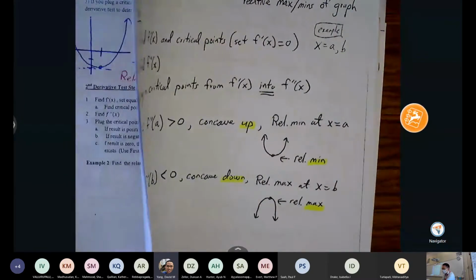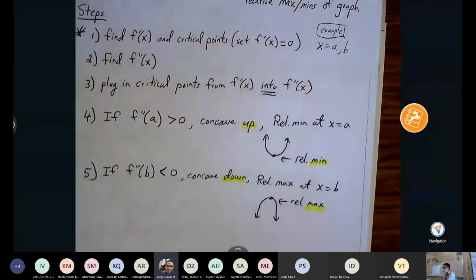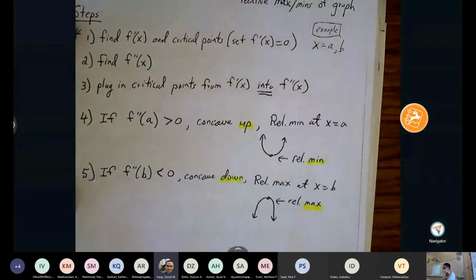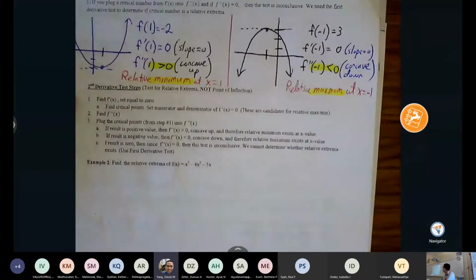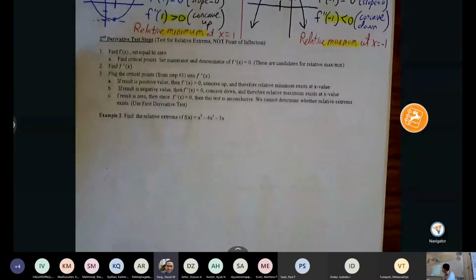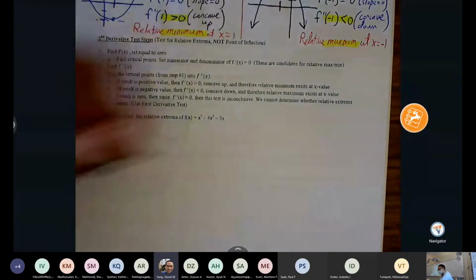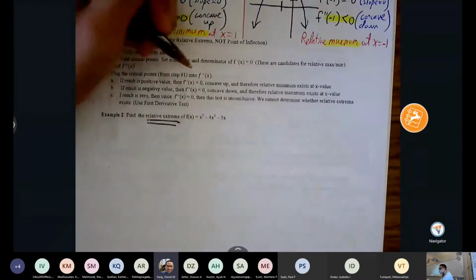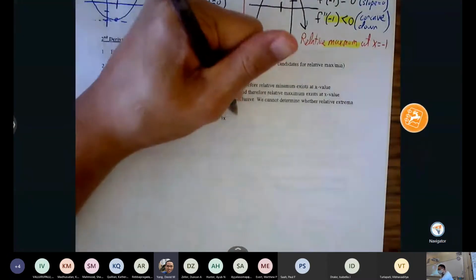So let's look at example 2, and all the steps are highlighted here. It's just I have drawn it out a little bit more. So we're going to find the relative max and relative min using the second derivative test.